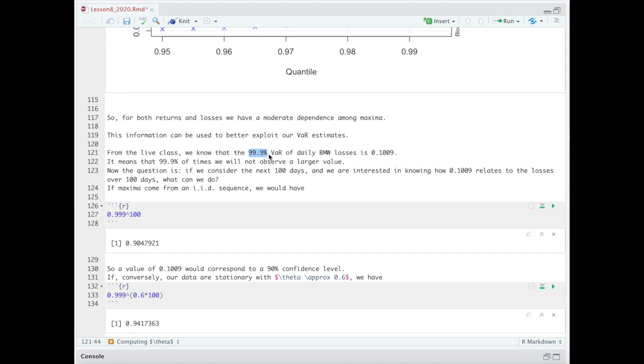Now, this means that on a daily basis, 99.9% of the time we will observe losses that are in absolute value smaller than 0.1. The question that we can ask ourselves once we have the theta parameter is the following. What happens if, instead of considering these daily losses, I take a longer time horizon, like 100 days, and I'm interested in knowing what the value 0.1 represents in terms of losses over the 100 days time horizon?